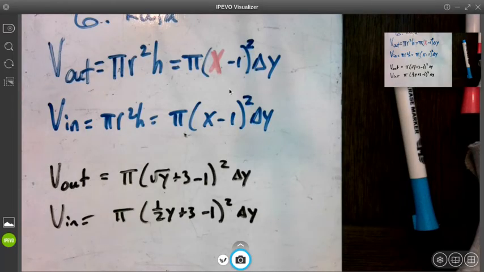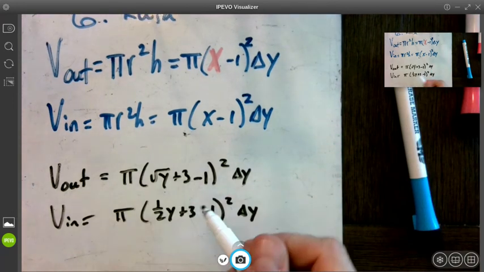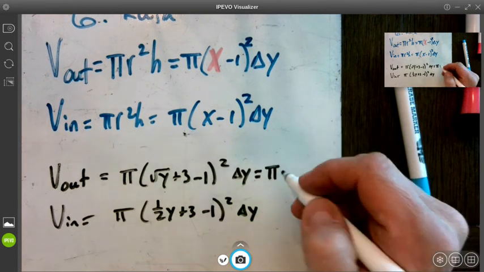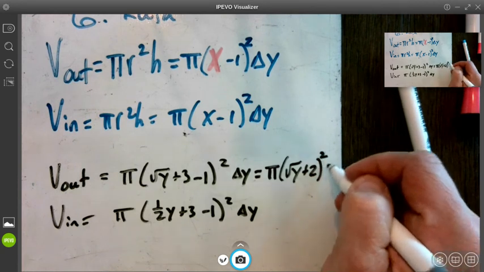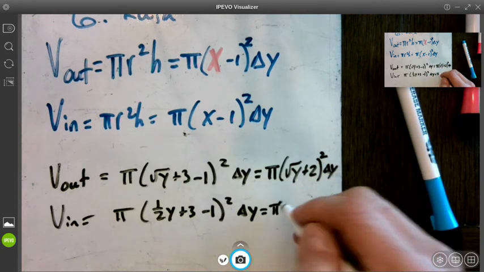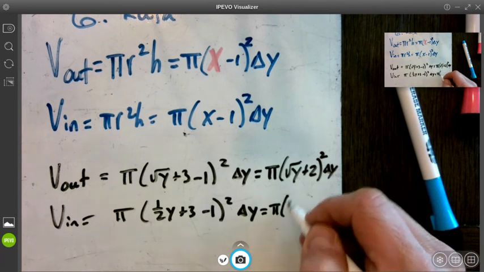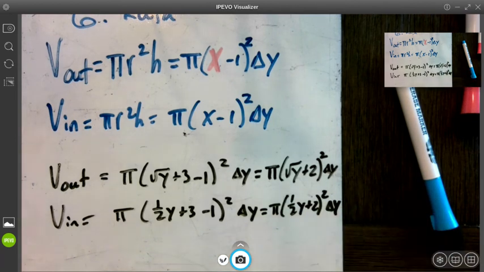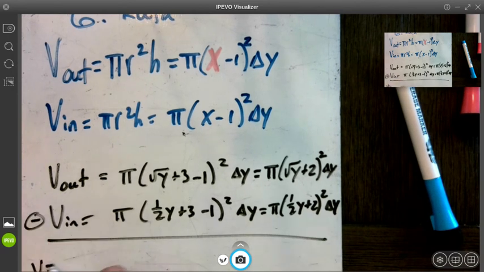So let's go over to this guy right here, and let's see if we can figure this out. I think we should clean this up before we move any further. We have a pi. I've got radical y plus 2 squared delta y. Right here I've got a pi. I've got 3 minus 1, which is 2, half y plus 2 squared delta y. Okay, so my actual volume will be the subtraction of these things.